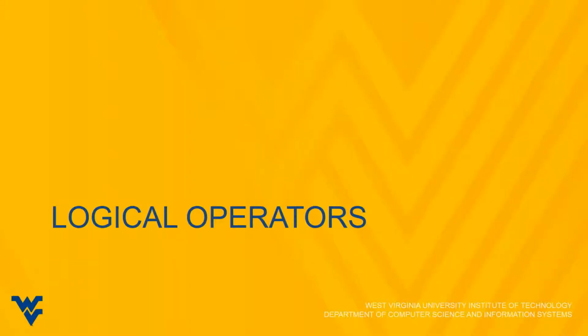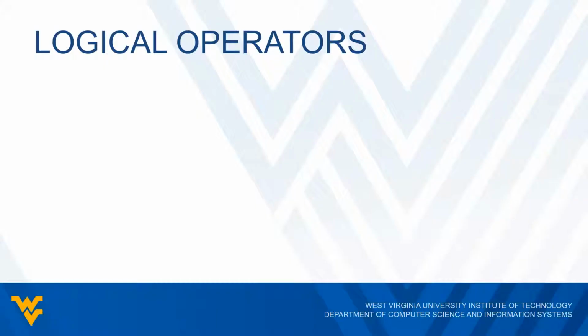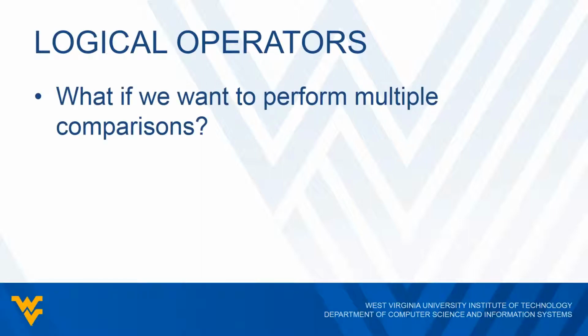We'll now take a look at a different set of operators, which are what we call logical operators. So far, we've discussed how we can perform a single comparison between two values, or two integers, two doubles, two characters, or some combination of them. But what if we want to perform multiple comparisons?